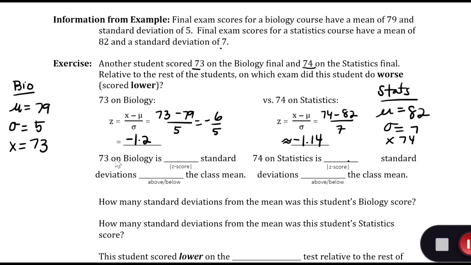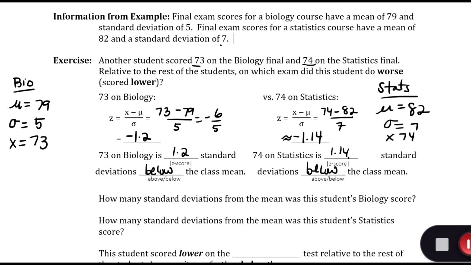So that means that on the biology exam, a 73 is 1.2 standard deviations below the mean. This 1.2 is the distance away from the mean, and the negative indicates whether it's above or below. Because it's negative, it's below the mean. On the stats final, a 74 is 1.14 standard deviations below the mean.